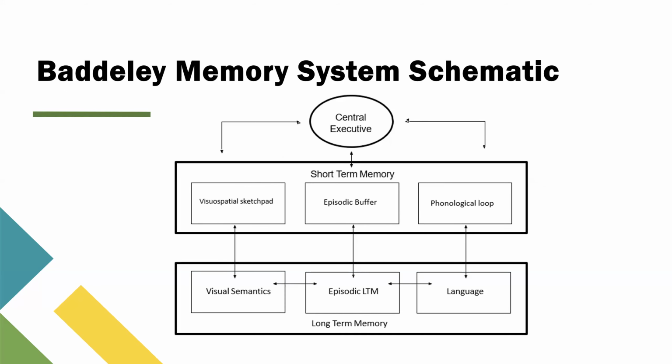So this schematic, this visual, kind of explains a little bit more. It has central executive, that's kind of like the top or the main system that we're working with. And then we're also working with the system of short-term memory, and those subsystems are a visual spatial sketchpad, an episodic buffer, the phonological loop. And then there's also the long-term memory system, which is visual semantics, episodic long-term memory, and language. And you can see the arrows are kind of going back and forth. They're going all around. So it's said that all of these subsystems are kind of working together.